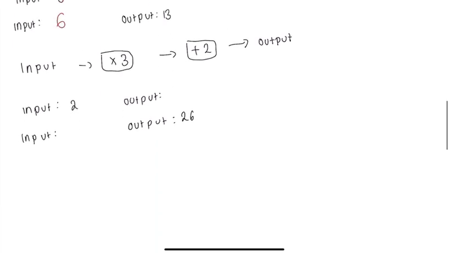Could you have a go at this one on your own? So finding the output when the input is 2 and finding the input when the output is 26.